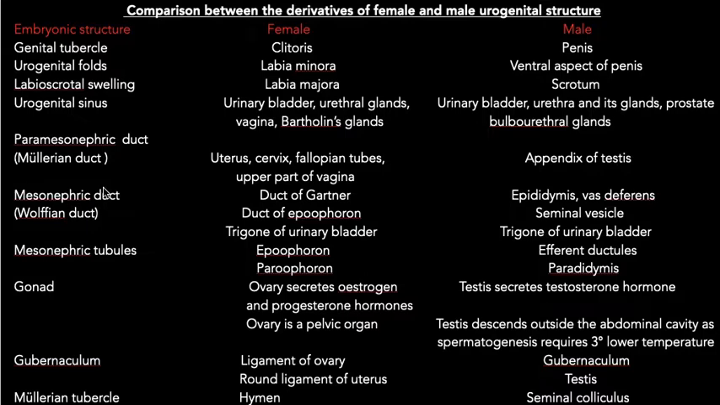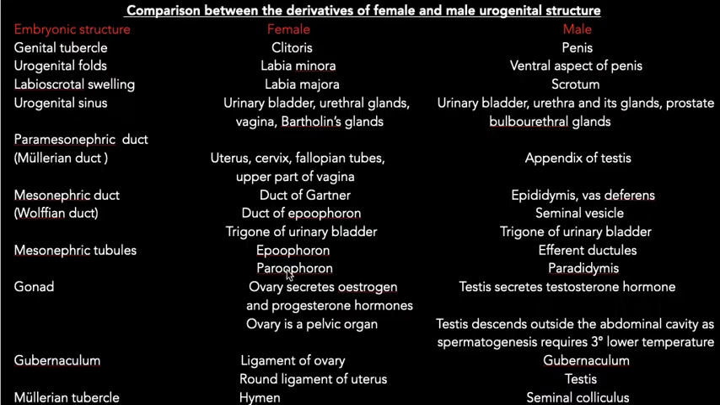The mesonephric duct or the Wolffian duct forms in female the duct of Gartner, duct of Epiphoron, trigone of the urinary bladder. In males, it forms the epididymis, the vas deferens, the seminal vesicle, and the trigone of the urinary bladder. The mesonephric tubule forms the epiphoron and the paraphoron, whereas in males it forms the paradidymis and the efferent ductules.